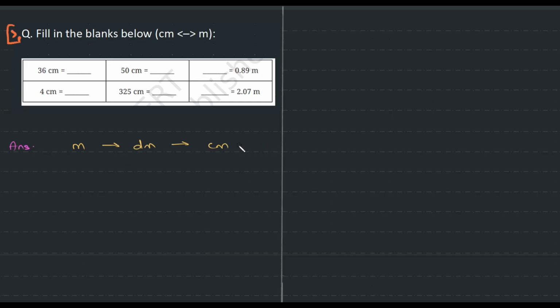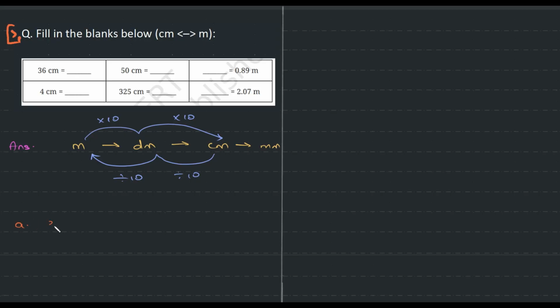Since we are shifting things from centimeter to meter or from meter to centimeter, we need to either divide or multiply. Centimeter to meter, we need to divide by 10 and 10, so basically 100. In this case, multiplying by 10 and 10 is multiplying by 100. So 100 is the common number for both.